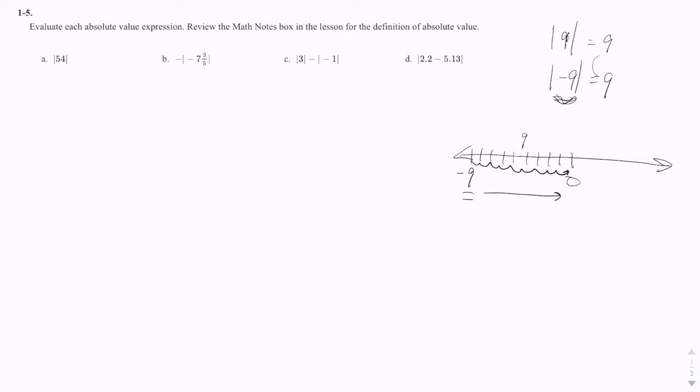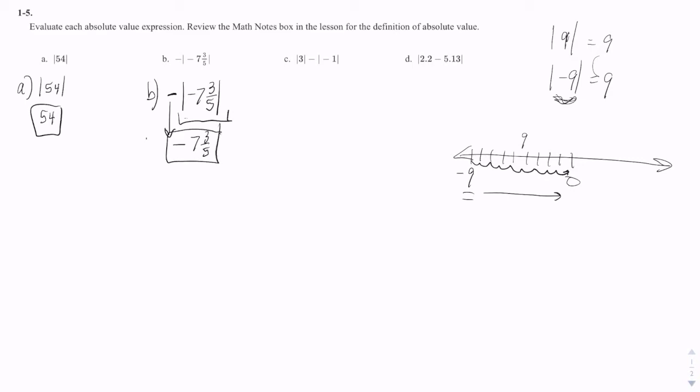So let's do these. For A, I have the absolute value of 54, and that is just 54, the positive value. For B, I have a negative, and then I have negative 7 3/5. We have to do this one at a time. Absolute value symbols are like parentheses. They're grouping symbols. We need to do what's inside first. So I do the absolute value of negative 7 3/5, which is 7 3/5. But don't forget, I still have this negative out there. So this one becomes negative 7 3/5.